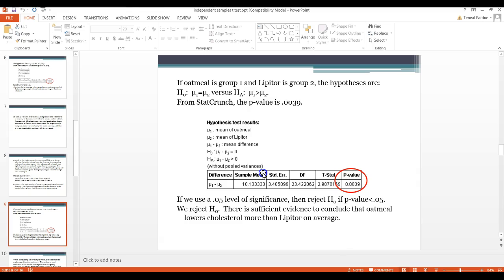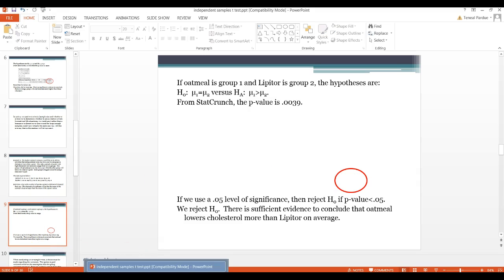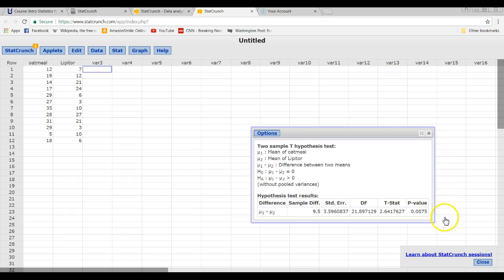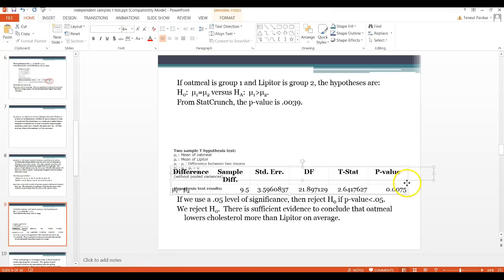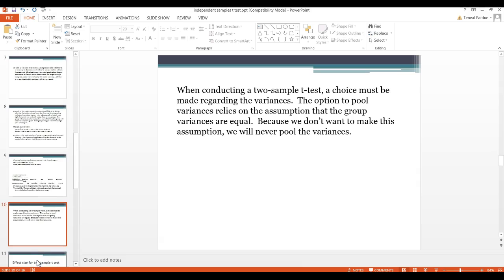Appears I made a mistake typing in the data when I did it before, so let's just go with what we have here. I'll copy and paste this over here. So our test statistic is this, our p-value is 0.0075. Therefore, we are going to reject H0 and say that there is sufficient evidence to conclude that oatmeal lowers cholesterol more than Lipitor on average. Again, always make sure that you uncheck the box for whether to pool the variances. So we don't want to pool those variances.